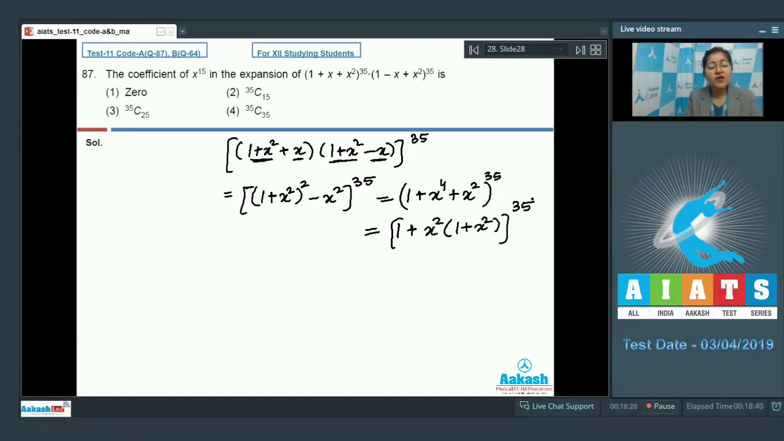Now we have to find the coefficient of x raised to the power 15. Now here the general term is 35Cr into x square into (1 plus x square) raised to the power r. That is, all the terms are multiples of x raised to the power 2r. That is, all the terms will be even. So the coefficient of x raised to the power 15 in the expansion will be 0. So the correct answer is option number 1.